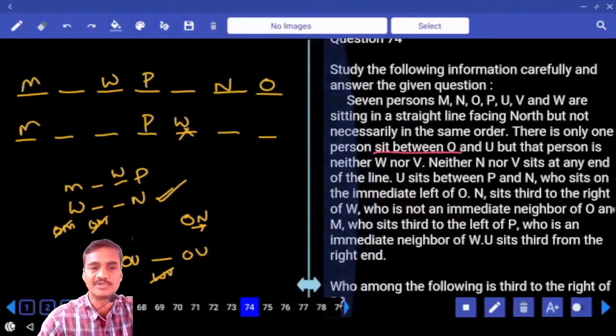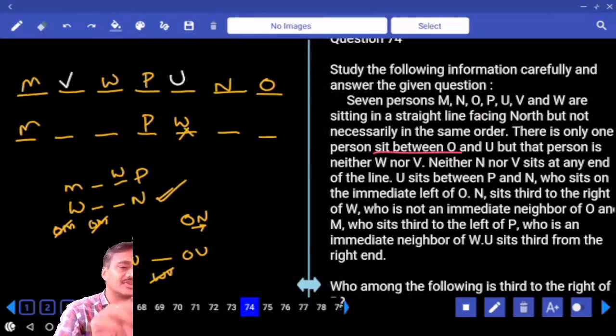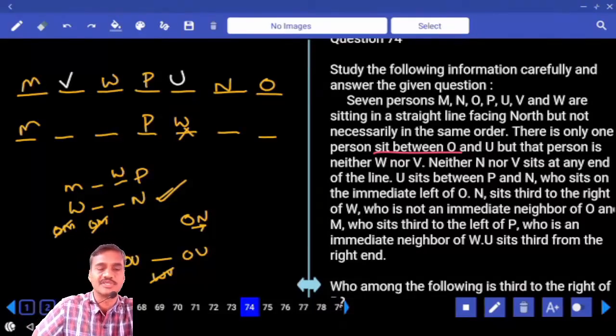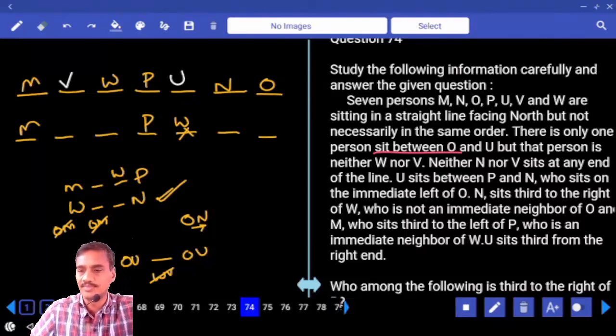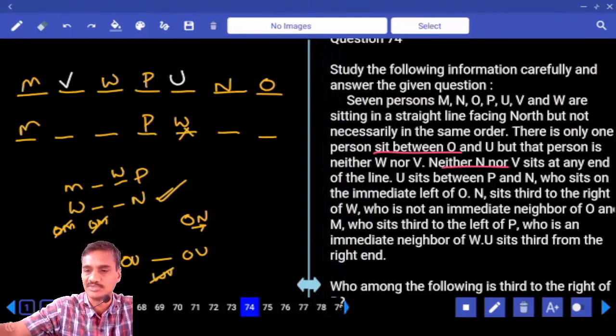And there is only one person between O and U. Hence U is here. Now if U is here, the person left over, V, is here. Done with this? And one person between O and U, but that person is neither W nor V. And next one, neither N nor V sits at any one of the extreme ends of the line.